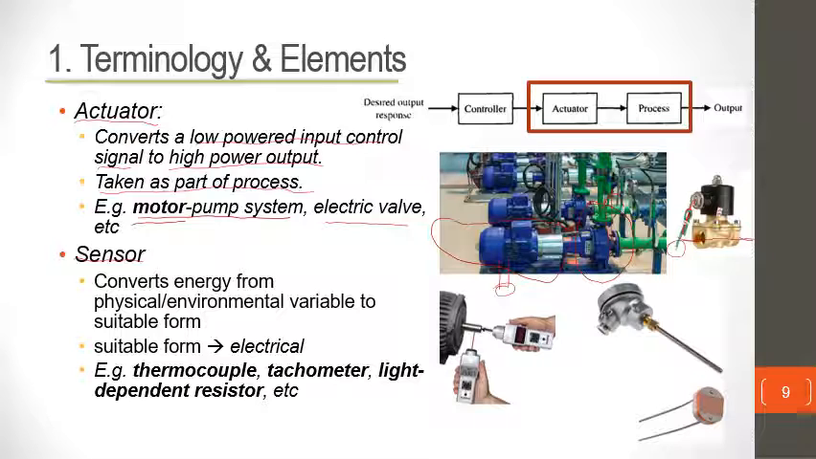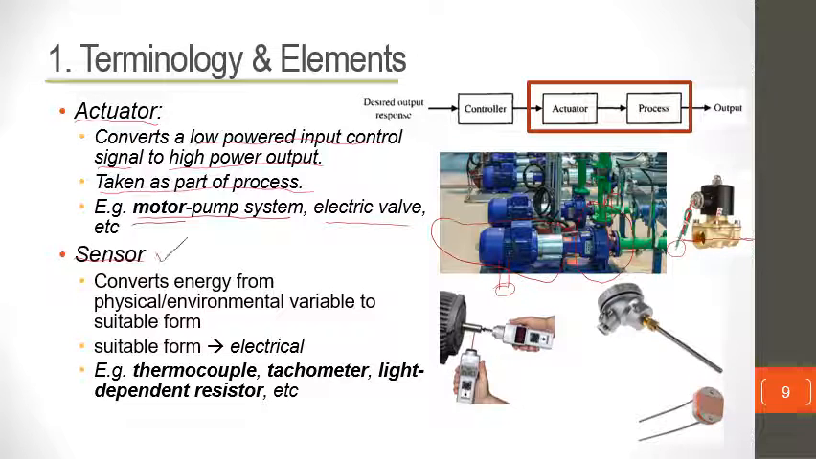So in this case, you will see that in our application, the low powered signal is mostly electrical, but it can be pneumatic in process control. It can also be hydraulic. And this low power signal will be used by the actuator to convert it into another higher power output signal, which would typically be of a different type. So here you have electrical energy being converted to mechanical energy, which is rotational energy.